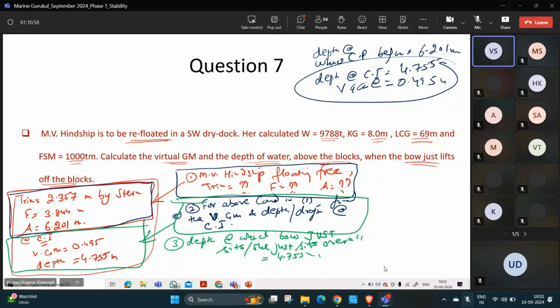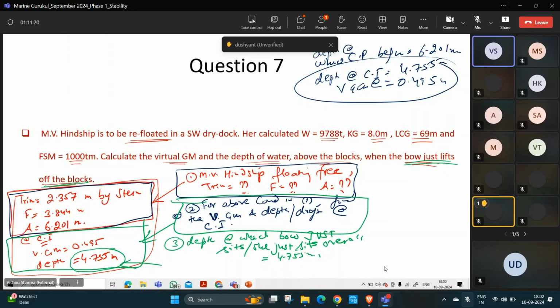So the question says, at what depth will the bow just lift off the blocks? The bow will lift off the blocks at a depth of 4.755 meters. Am I right, guys? And what is the virtual GM at that time? Virtual GM will be 0.495 meters. Why? Because nothing has changed. It is the same condition. Whether I was docking or undocking, the critical instant will be the same.